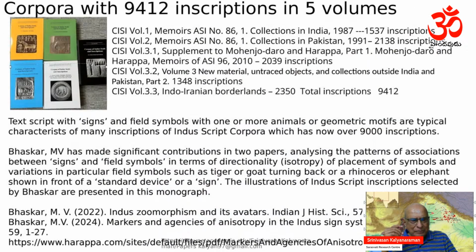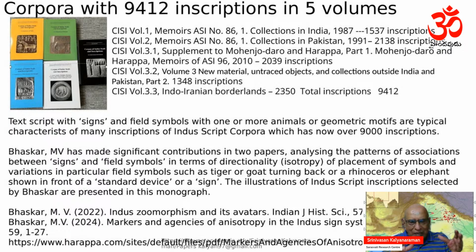Now, in these 5 volumes which have been produced so far, the photographic inscriptions total 9,412. Volume 1 contains 1,537 inscriptions. Volume 2 contains 2,138 inscriptions. Volume 3 contains 2,039 inscriptions, maybe 2,010. Volume 3.2 contains 1,348 inscriptions. Volume 3.3, fourth volume, fifth volume, contains 2,350 inscriptions. Total inscriptions in all these 5 volumes is 9,412.